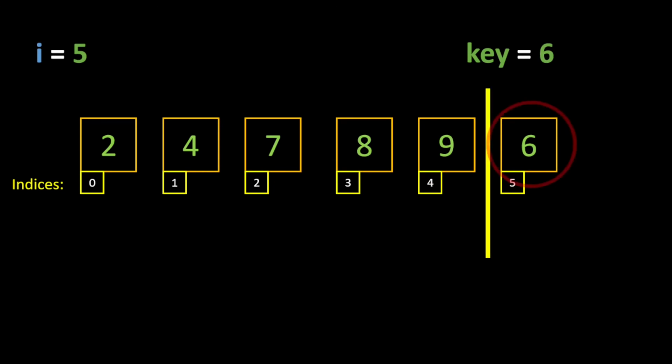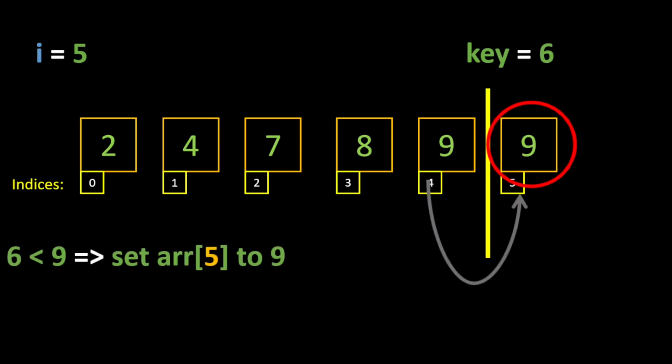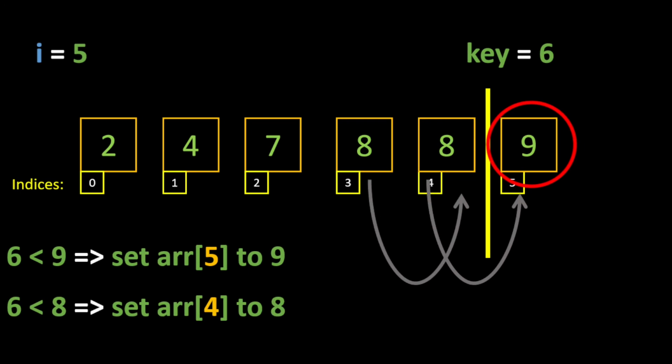The final iteration, i is 5 and our key is 6. We compare the key to the element at i minus 1, which happens to be greater than the key, so we move the element to index 5. Next, we compare it to the element at i minus 2, which also happens to be greater than our key. We move that element one index ahead to index 4.